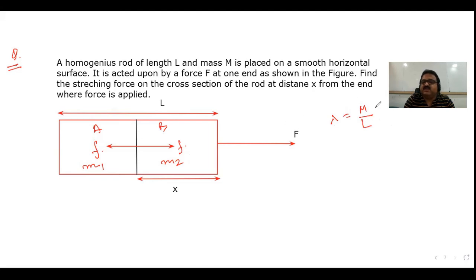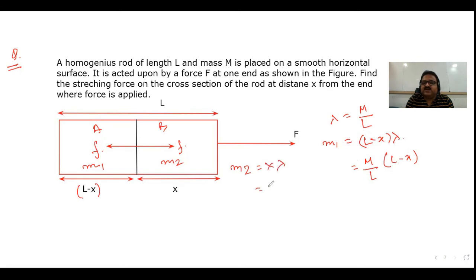Now the mass of unit length is M by L, lambda. So what is the mass of this part, M1? The length of this portion is L minus x and the length of the other portion is x. So M1 equals (L minus x) multiplied by lambda, which is equal to M by L into (L minus x). And M2 is equal to x into lambda, that is Mx by L.